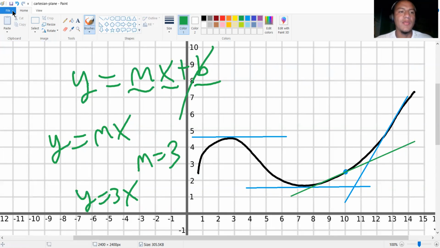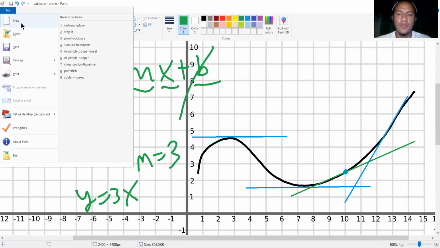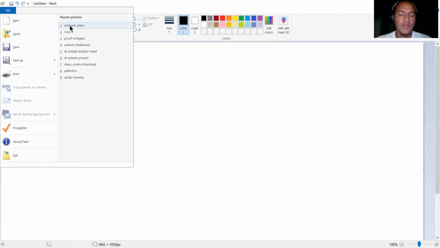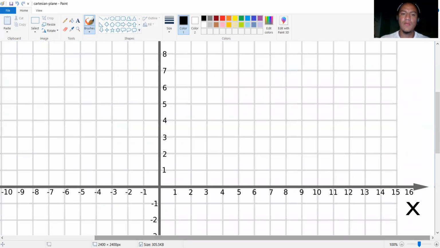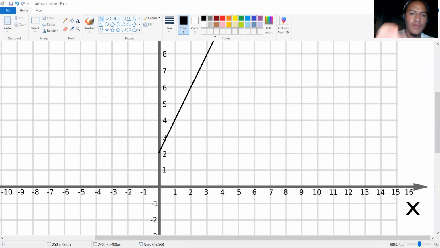So let's be more clear about this. I'll put a new Cartesian plane. There we are. Suppose that we have a line that goes something like this. Now this line, you can see that every time we go one to the right in red, we're going 2 steps up.